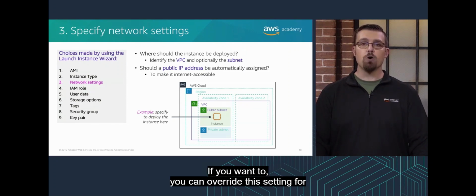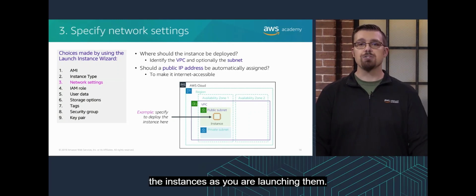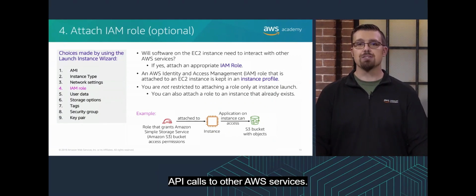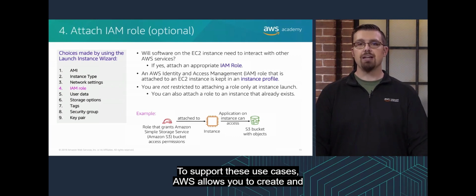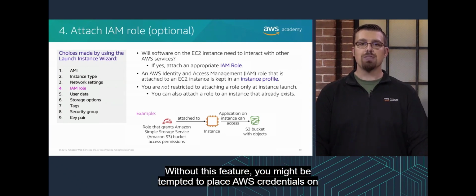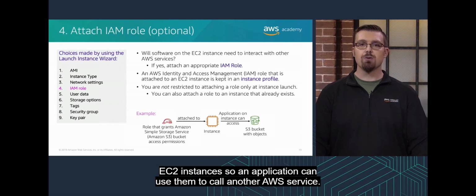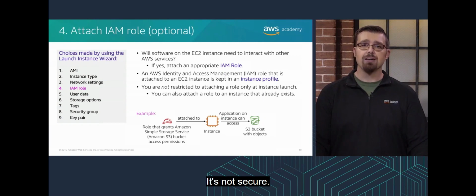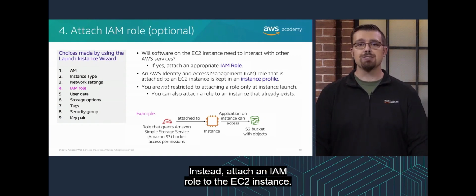If you want to, you can override this setting for the instances as you are launching them. It's common to use EC2 instances to run an application that must make API calls to other AWS services. To support these use cases, AWS allows you to create and attach an IAM role to the EC2 instance. Without this feature, you might be tempted to place AWS credentials on EC2 instances so an application can use them to call another AWS service. However, you should never store AWS credentials on an EC2 instance. It's not secure. Instead, attach an IAM role to the EC2 instance.